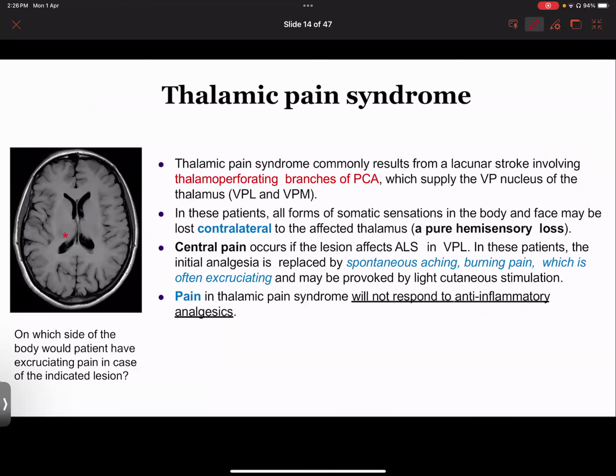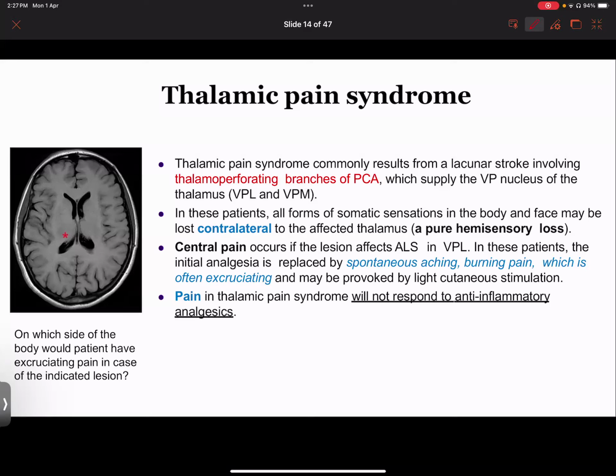Another syndrome, or disorder, is thalamic pain syndrome. Usually it's because of something called lacunar strokes. Lacunar strokes are really tiny strokes that happen in the thalamus, specifically in the thalamo-perforating branches of PCA, and they will affect the VP nucleus, the VPL and VPM.